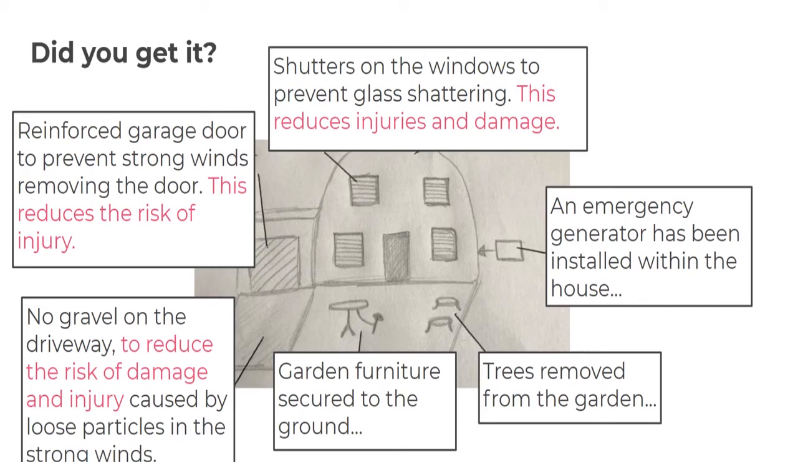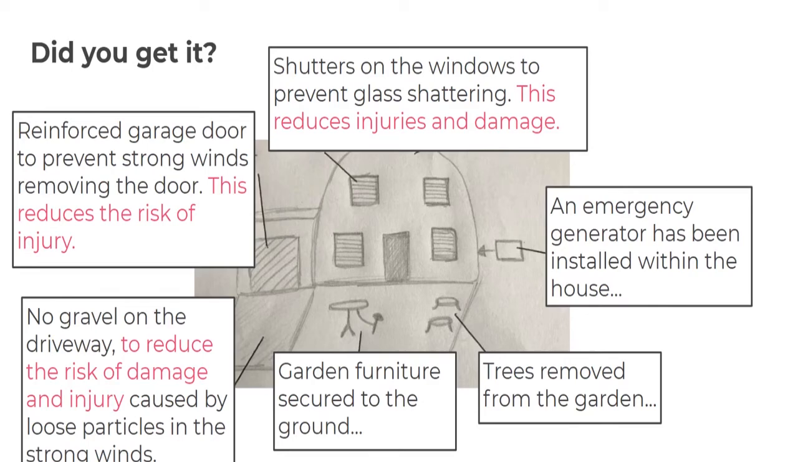No gravel on the driveway to reduce the risk of damage and injury caused by loose particles in the strong winds. So again, I've given the example of what I've included and suggested why it would be an important feature. There are other features that I have included within my model. So garden furniture secured to the ground, trees removed from the garden, an emergency generator has been installed within the house. What I haven't done there is explained why I've included them. I've just labelled on what the features are.